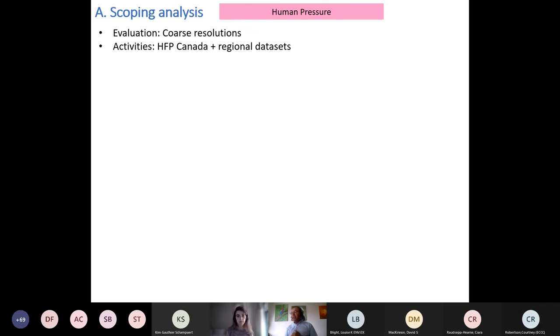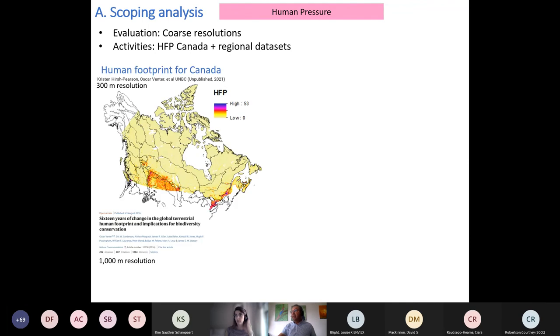So for the scoping analysis, we reviewed a lot of global metrics and data sets, and also national metrics and data sets. And the main conclusion of that evaluation is that they are of coarse resolution for Canada. And we needed to do something about that. So we decided to create the human footprint for Canada and also compile regional data sets in Canada.